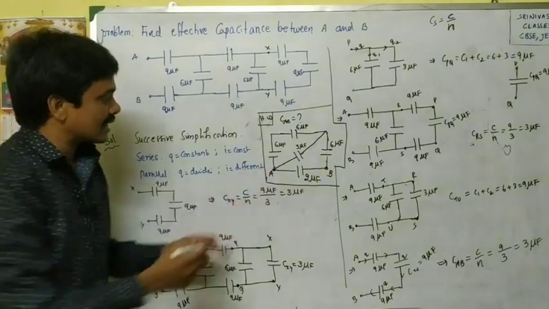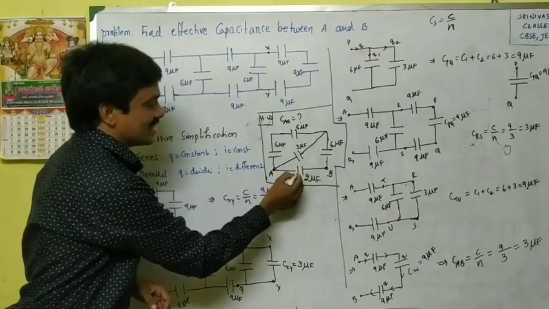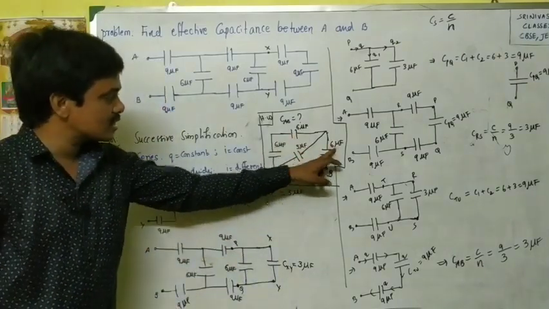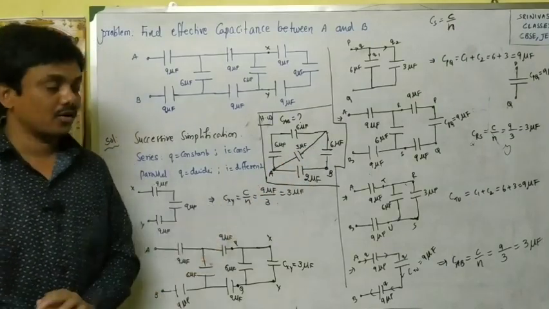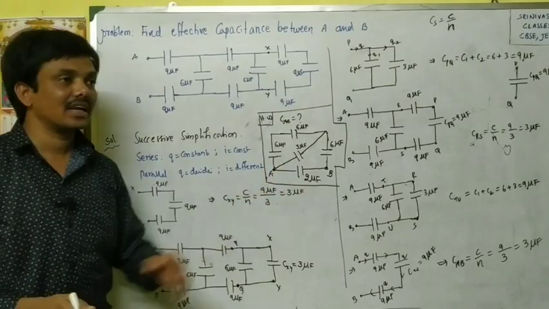And the capacitors are connected like this. This is 6, 6, 6, 3, 2. Okay. And like this they are connected, 6 microfarad, 6 microfarad, 6 microfarad, 3 microfarad, 2 microfarad. Then we have to find out the effective capacitance between A and B.